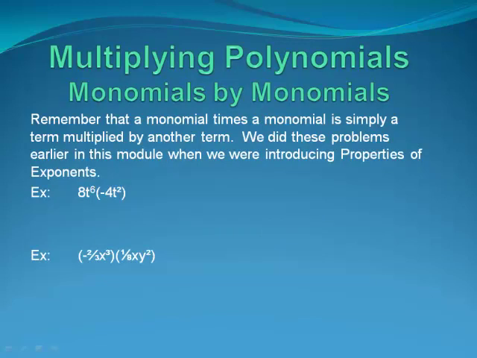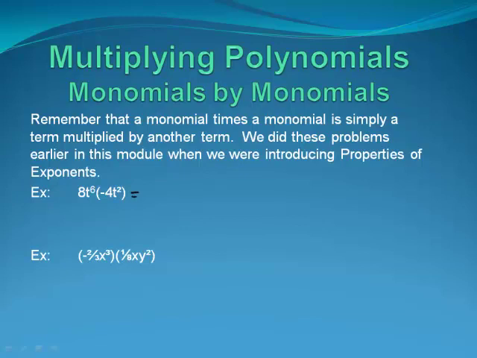So, starting with multiplying monomials by monomials, or single terms times single terms. Remember that a monomial times a monomial is simply a term multiplied by another term. We did these problems earlier in this module when we were introducing properties of exponents. For example, let's say you were taking the monomial 8t to the 6th times the monomial negative 4t squared. Now notice there's no addition or subtraction in there, and so really that's all just a straight multiplication problem.